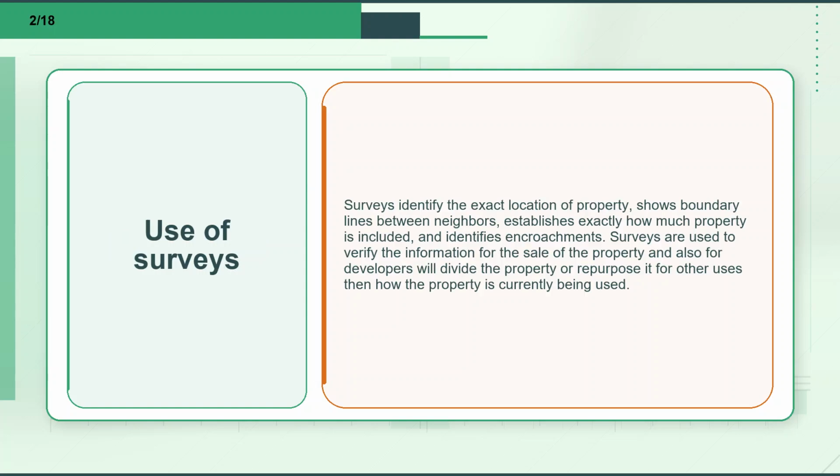Flashcard 2. Term: use of surveys. Definition: surveys identify the exact location of property, show boundary lines between neighbors, establish exactly how much property is included, and identify encroachments. Surveys are used to verify the information for the sale of the property, and developers will also use them to divide the property or repurpose it for other uses than how it is currently being used.